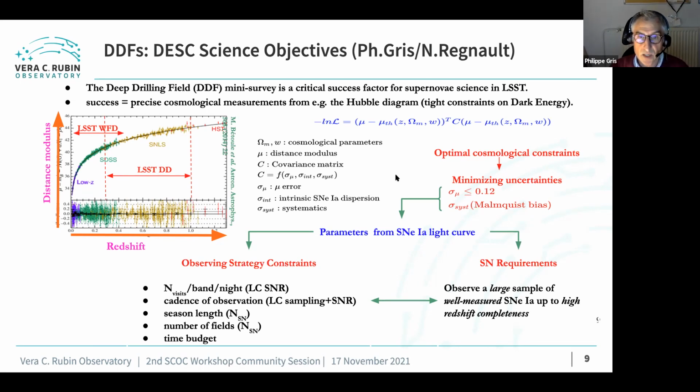But since these parameters are extracted from the photometric light curve, this induces 2 types of requirements, one coming from the supernovae, that you want to observe a large sample of well-measured type Ia supernovae up to high redshift completeness. And the other is coming from the observing strategy, because the quality of the light curve will depend on the way the observing strategy will be made. Among the parameters that are important to get high quality light curves are the number of visits per band and per night, the cadence of observation, the season lengths, the number of fields, the time budget, the number of seasons of observation, and so on and so forth. So the next slide, please.